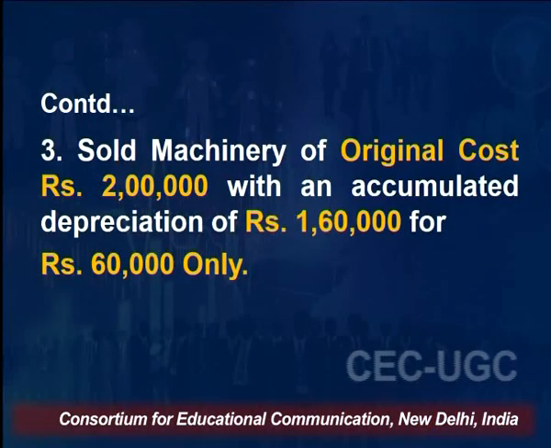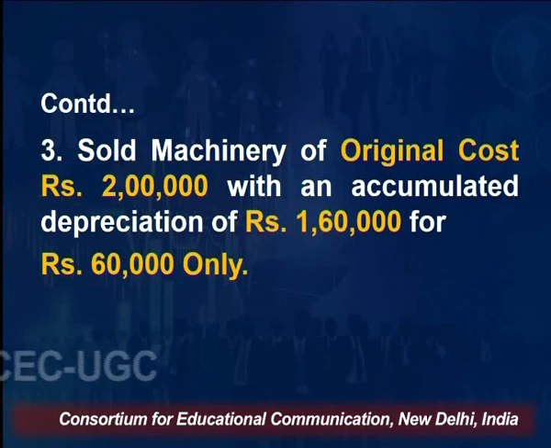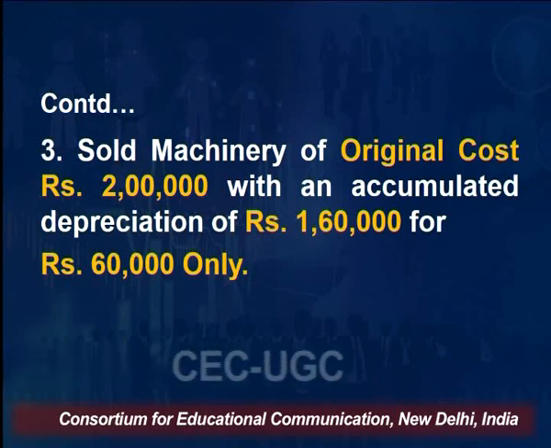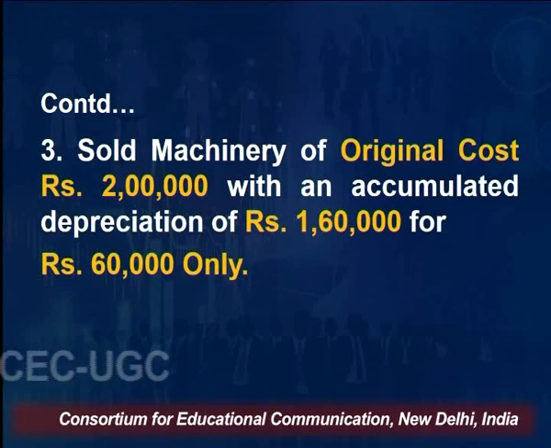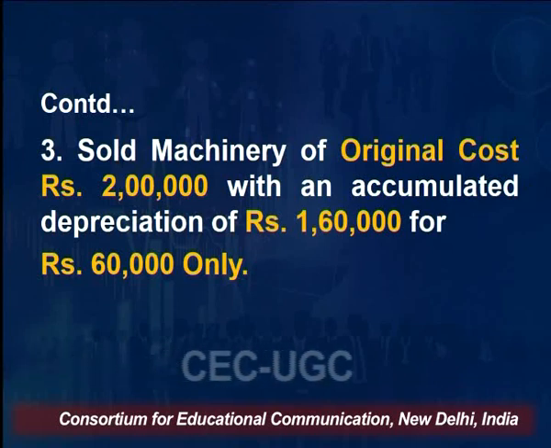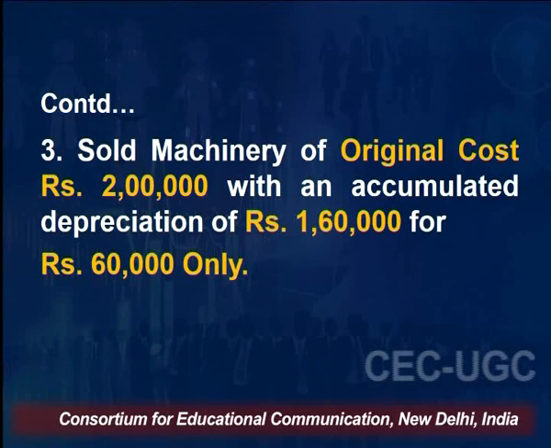Third, this company has sold machinery which has an original cost of rupees 2 lakh and an accumulated depreciation of rupees 1,60,000, and this machine is being sold for rupees 60,000 only. Cutting the story short, you are only receiving 60,000; cost was 2 lakh, 1,60,000 was accumulated depreciation. It means WDV was 40,000 and you have sold this machinery for 60,000, which means you have made a profit of rupees 20,000. So this transaction results in a cash inflow, and which activity, we shall be discussing.